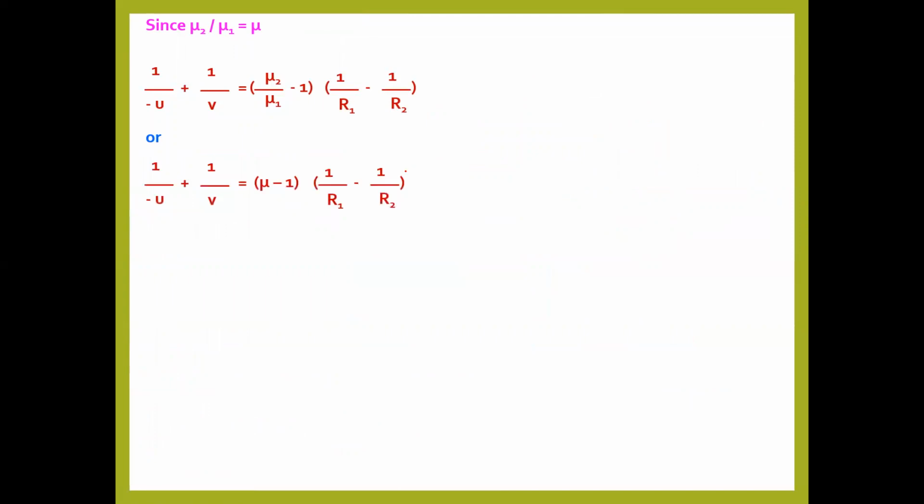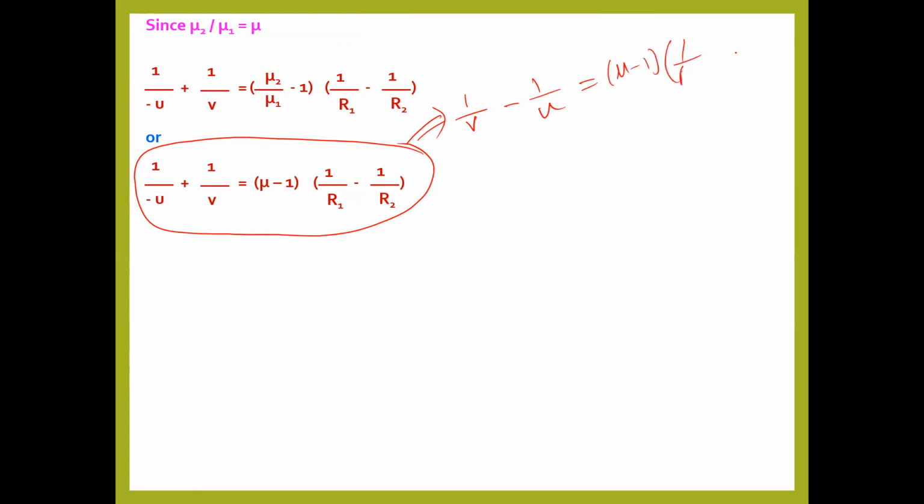So this is the final form of the equation. In formal situations or in the books, we write V as the first term. After that, we write 1 by U. After that, everything is just like that, 1 by R1 minus 1 by R2. And depending on our requirements, we put the values of V, positive or negative, whatever it will be, depending on the diagram.